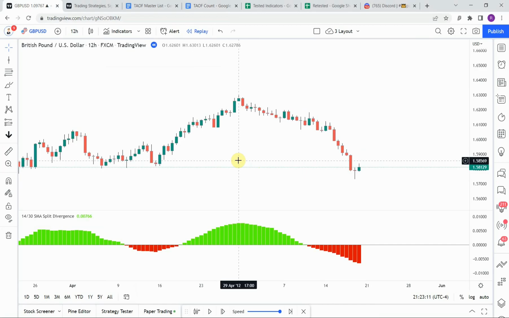Today, we will be looking at an advanced testing of the 14/30 SMA split divergence indicator.